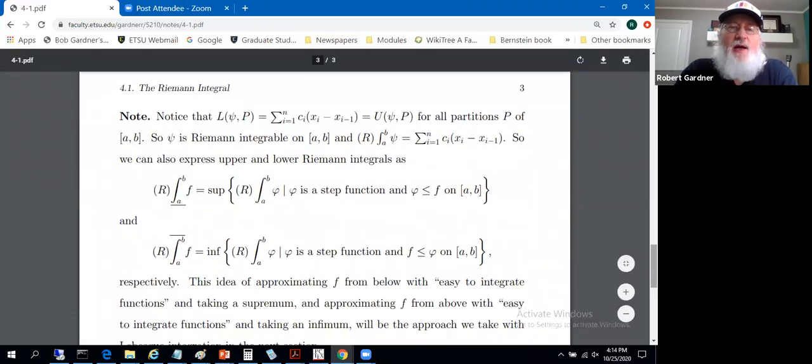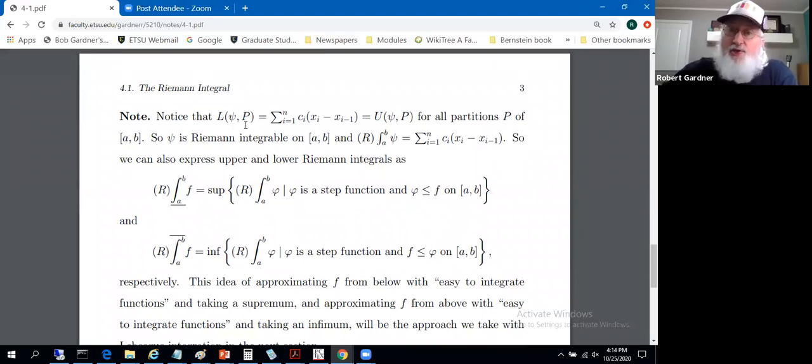For a step function psi, notice that the lower Darboux sum of psi with respect to partition P, where P is the partition that determines that step function, is simply a sum from i equals 1 to n of the value c sub i times x sub i minus x sub i minus 1. Of course, these are the lengths of those little subintervals, and c sub i is the value of psi on that little subinterval. It's the sup, it's the inf, they're the same because that function's constant on those subintervals. So the lower Darboux sum and the upper Darboux sum are exactly the same over those subintervals.